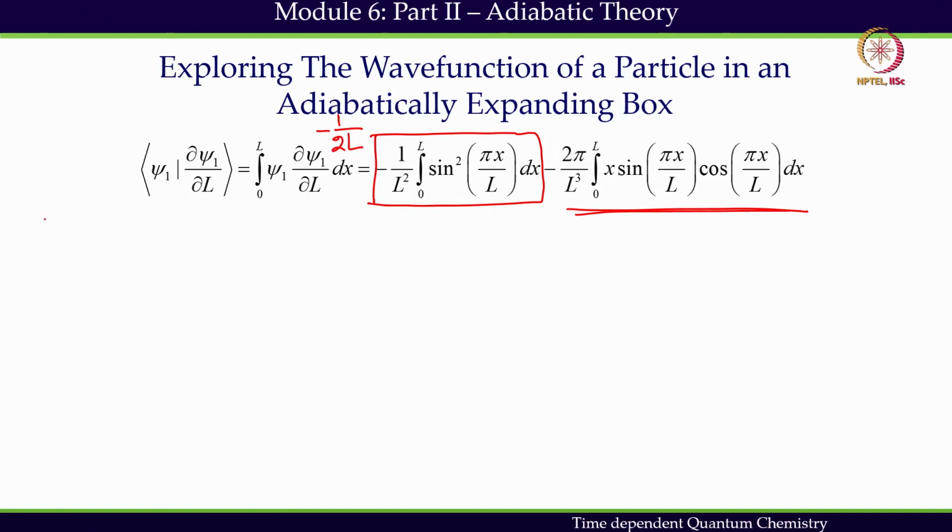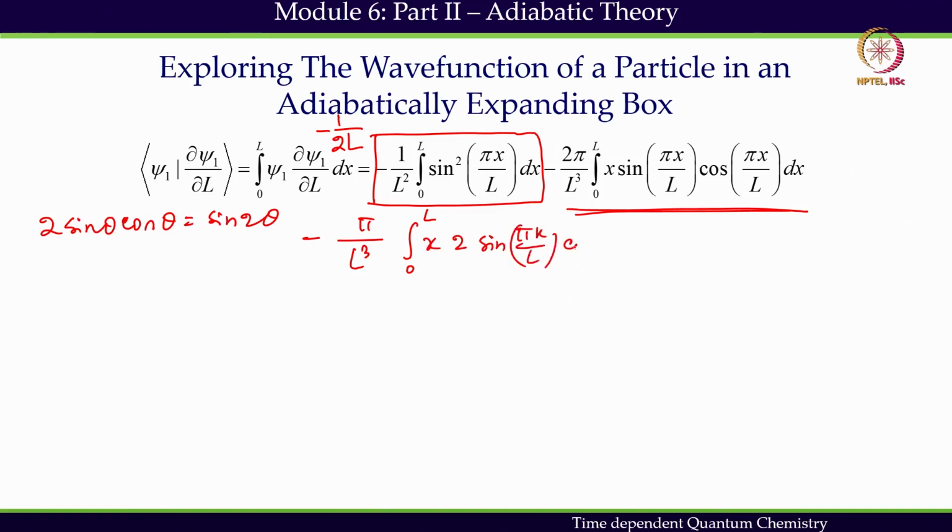In order to do this integration, we will be able to write down 2 sine theta cos theta equals sine 2 theta. So this part can be rewritten as sine 2 theta. So I'll be able to write down 1 by 2 (pi by L)^3, 0 to L. See, this 2 will be taken inside. This is, I have x, then 2 sine pi x by L cos pi x by L dx. That's the integration I have, which can be written as 2 sine theta. So this 2 will be gone, and this is going to be now 2 sine theta dx.